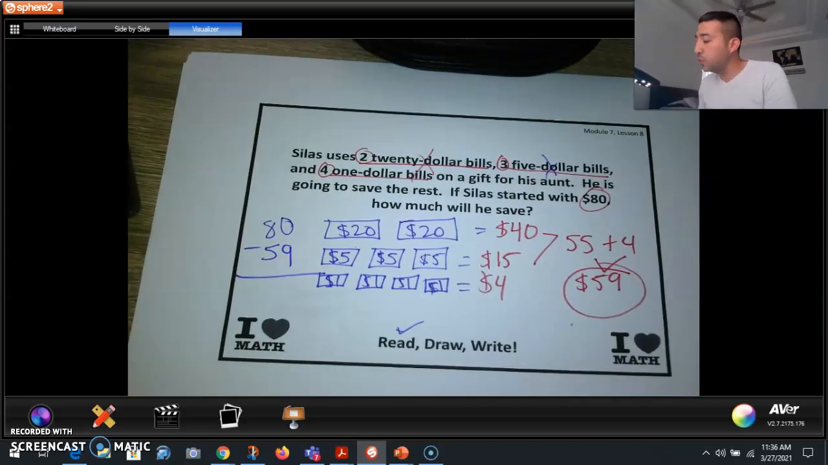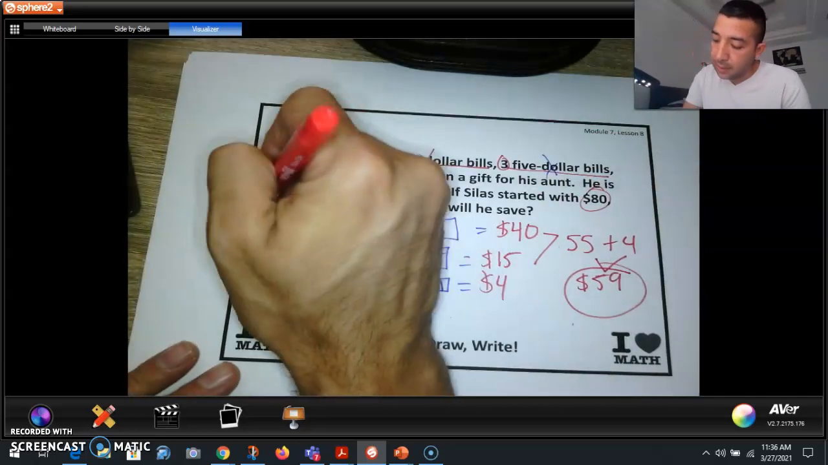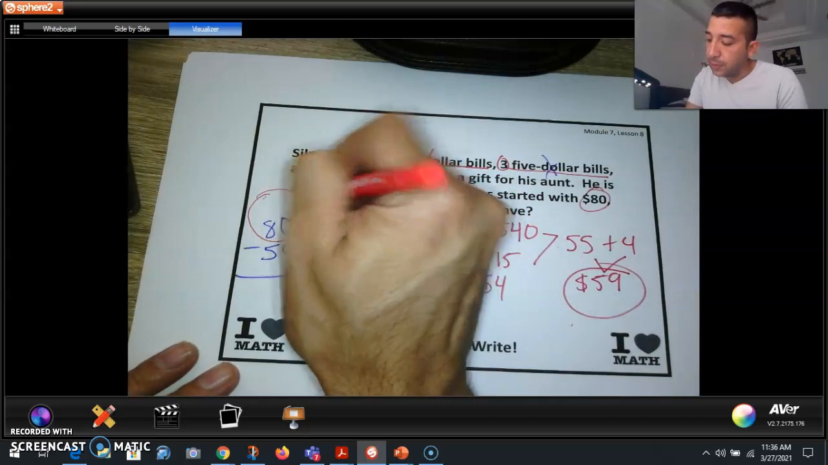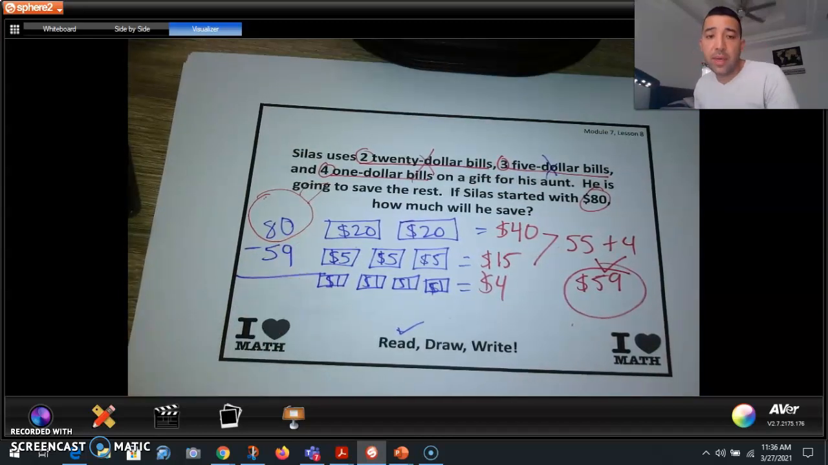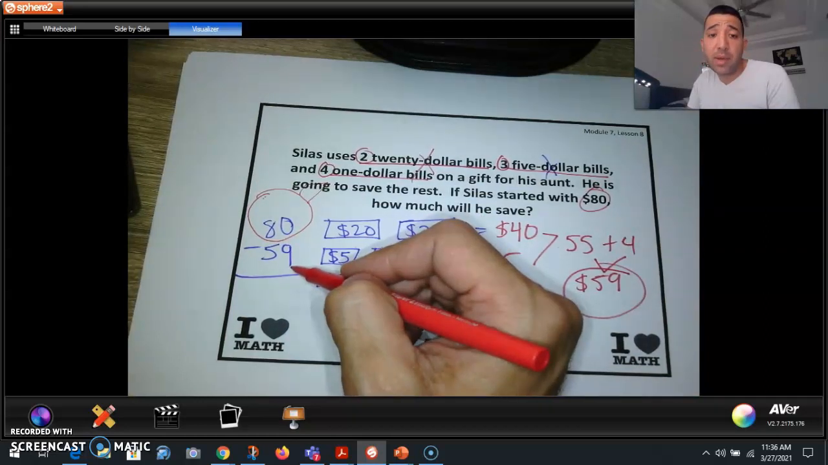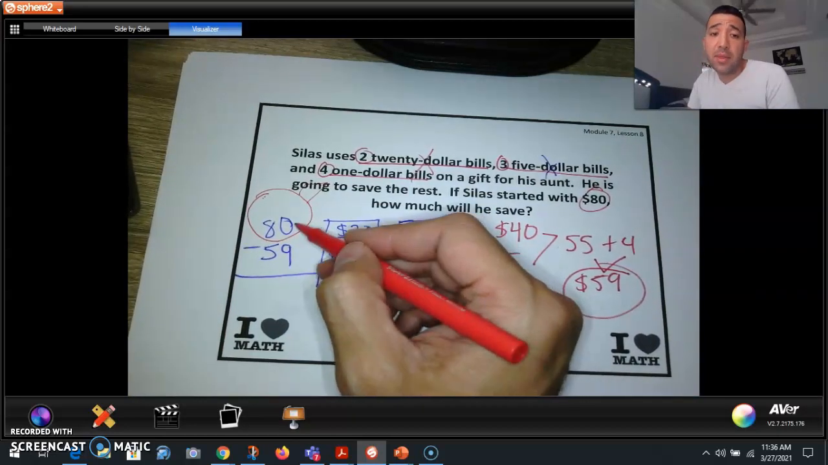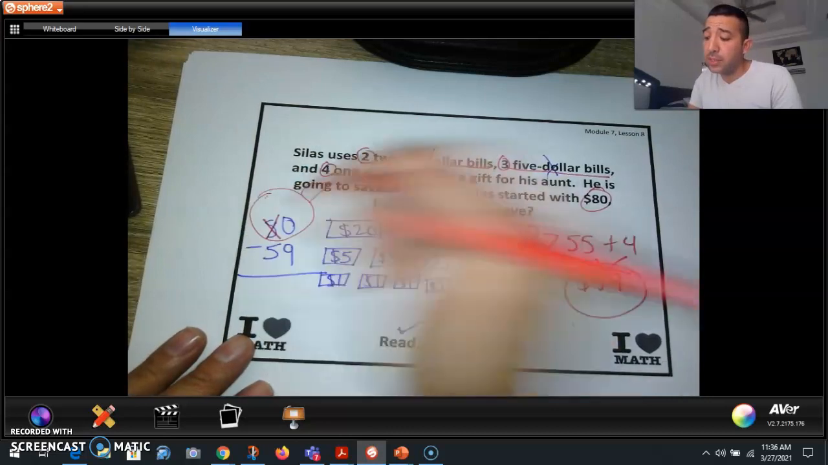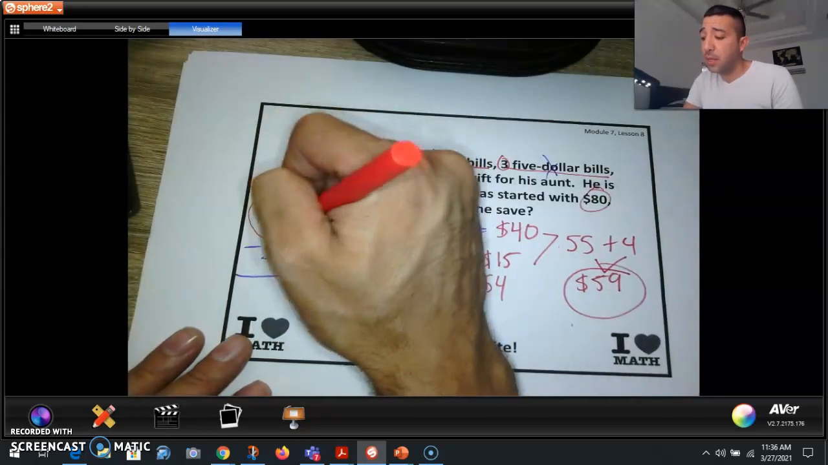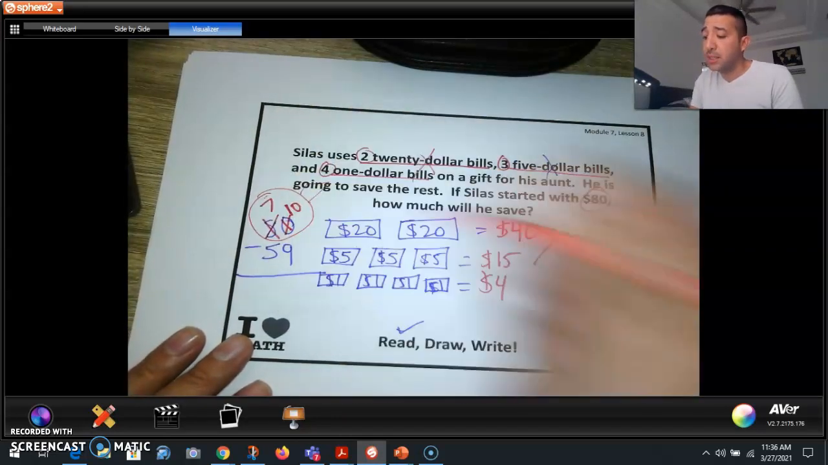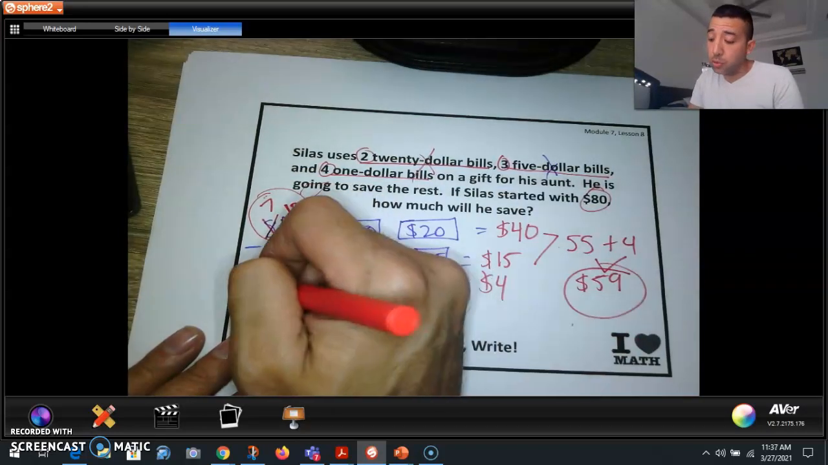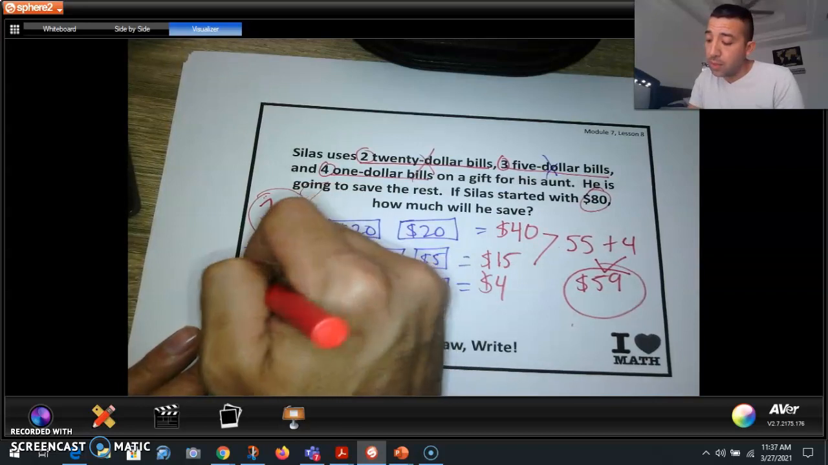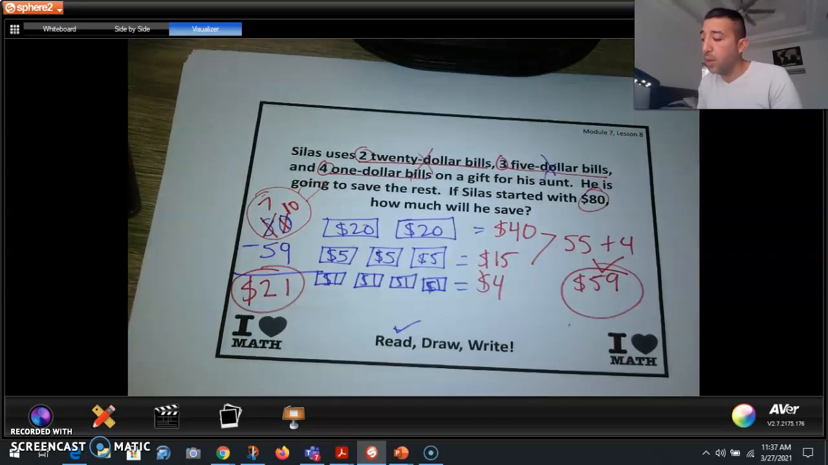Okay, so when we subtract, boys and girls, we already know that we are detectives. Magnifying glass. We take our job very seriously. I have 0 apples. I want to give 9 apples away. I cannot give 9 apples away, boys and girls, because I'm starting with nothing. So we have to unbundle from our 10. So 8 becomes 7. 0 becomes 10. 10 minus 9 equals 1. 7 minus 5 equals 2. So my answer is $21.